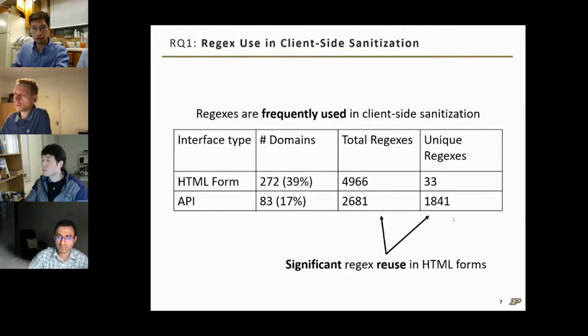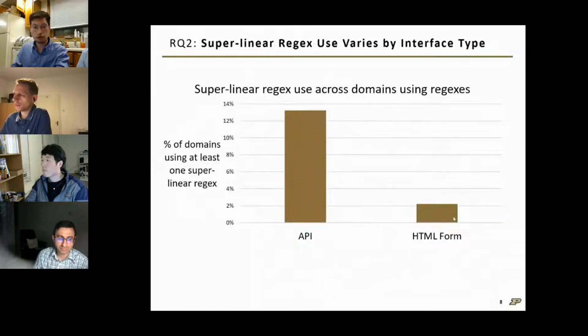But what proportions of these domains use superlinear regexes? We found that superlinear regex use varies by interface type. Out of the domains using regexes, on the API side, 13% use at least one superlinear regex, and on the HTML side, only 2% do so. In total, we found 17 domains which use superlinear regexes.